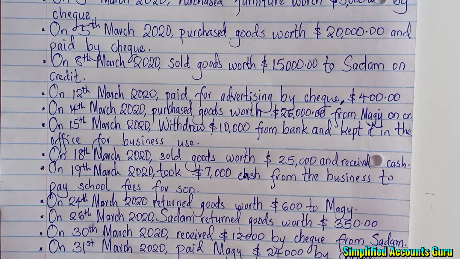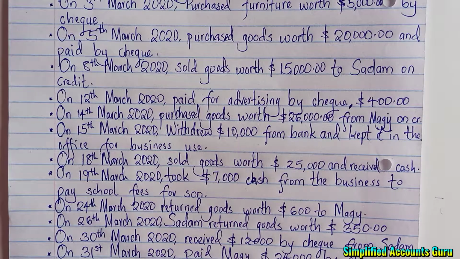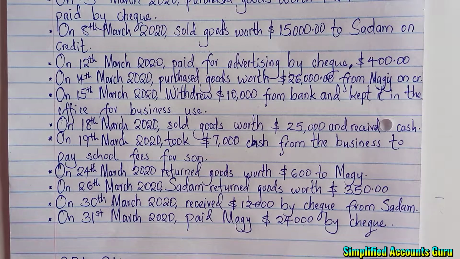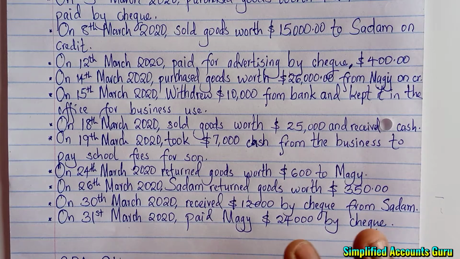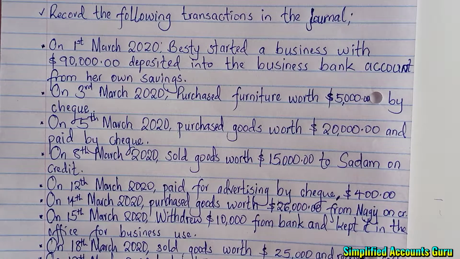On 18th March 2020, sold goods worth $25,000 in cash. On 19th March 2020, took $7,000 in cash from the business to pay school fees for son. On 26th March 2020, Saddam returned goods worth $350. On 30th March 2020, received $12,000 by check from Saddam. On 31st March 2020, paid Maggie $24,000 by check. Now, friends, that's what we are having as our question for today.